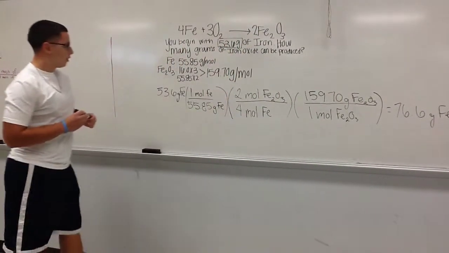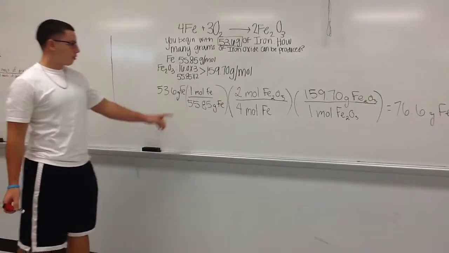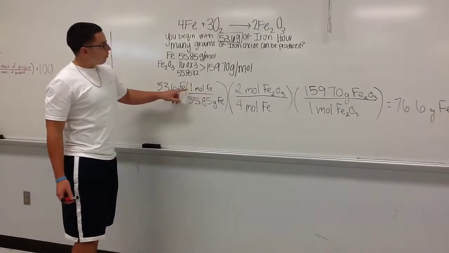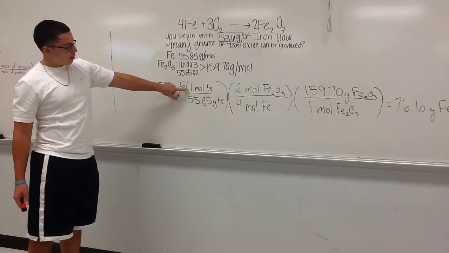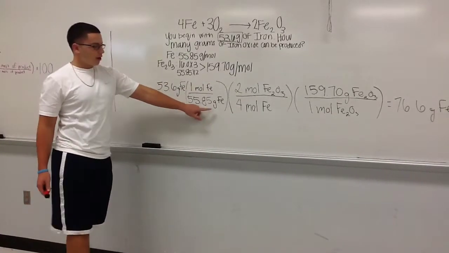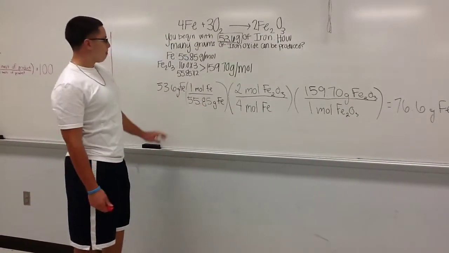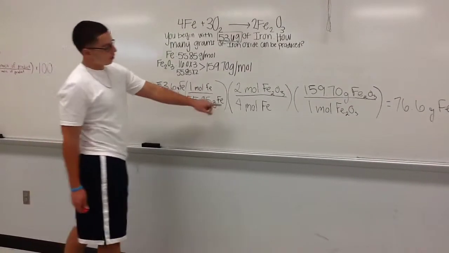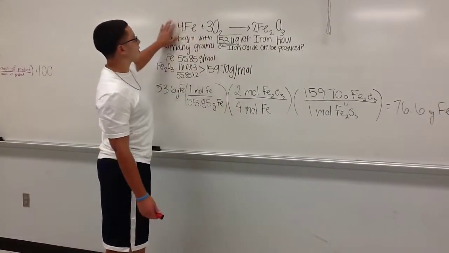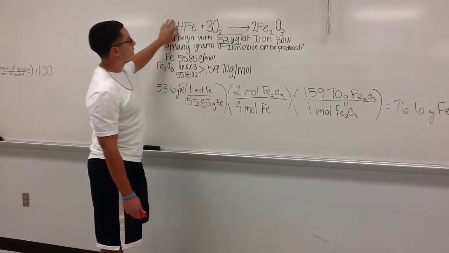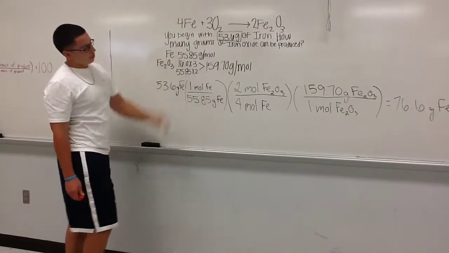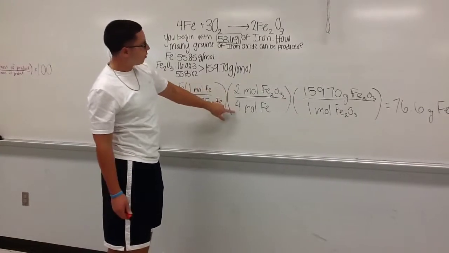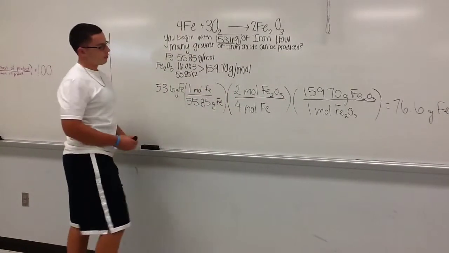Alright, then you're going to set up your mole ratio. How we found out earlier, 1 mole of iron has 55.85 grams of iron. Okay? And then you have to get the moles that you got in the reaction once you balanced it. So 2 moles of iron oxide and 4 moles of iron.